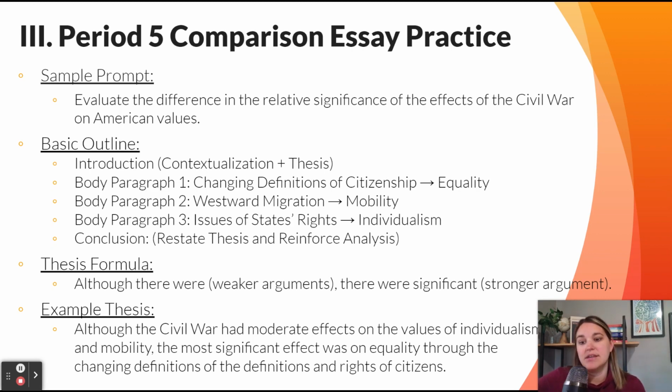So for a comparison essay, this is the formula that I would use for a thesis statement. Although there were weaker arguments, there were significant, stronger arguments. So here's the example thesis that I wrote related to this. Although the Civil War had moderate effects on the values of individualism and mobility, the most significant effect was on equality through changing definitions of the rights of citizens. Little typo there. Through the changing definitions of the rights of citizens. So that tells what the most significant effect is, which is what is going to connect to that idea of comparison.